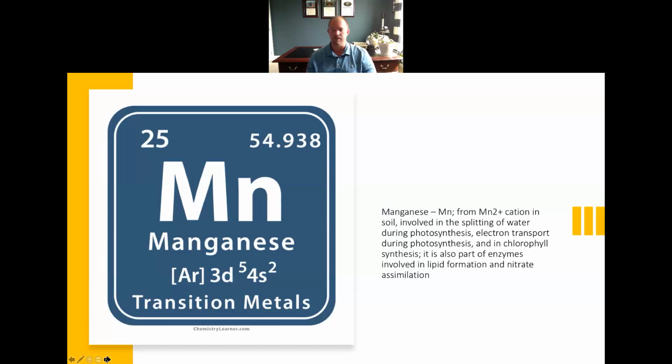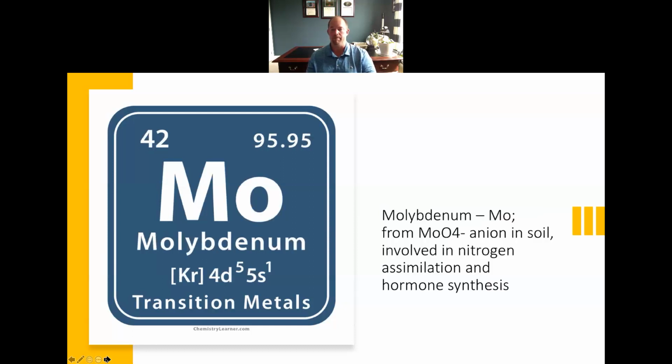Oftentimes when I see iron deficiencies, it's probably pretty safe to assume that we don't have enough manganese present either. So it's not a bad idea if we're going to apply iron to also apply manganese, because oftentimes what will happen is if we have an iron deficiency and we apply that iron, then next thing you know, you end up with a manganese deficiency as a result of increasing the iron. So not a bad idea to pair both iron and manganese up. If we have a soil test calling for one or the other, just go ahead and plan on pairing both of them up and putting both of them on the plant at the same time.